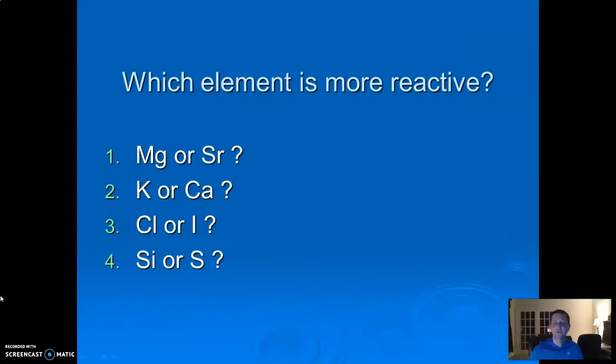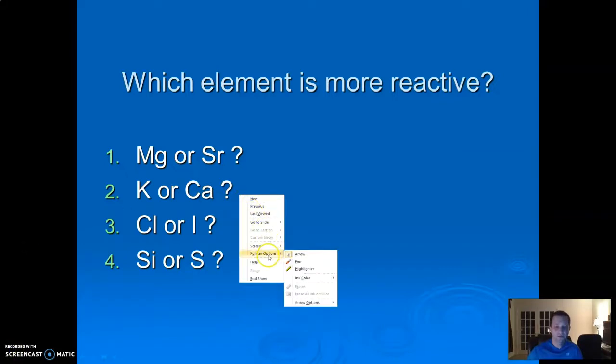Okay, so using what we just went over in that trend with reactivity, take a look at these 4 questions on the screen. They may match up with your note sheet. And take a second, pick which element is more reactive. If you're watching this on Edpuzzle, you'll answer the questions that pop up. If you're just watching on YouTube, you can pause the video, answer them, and then see what the correct answer is. So take a second and do that, and we'll go over them.